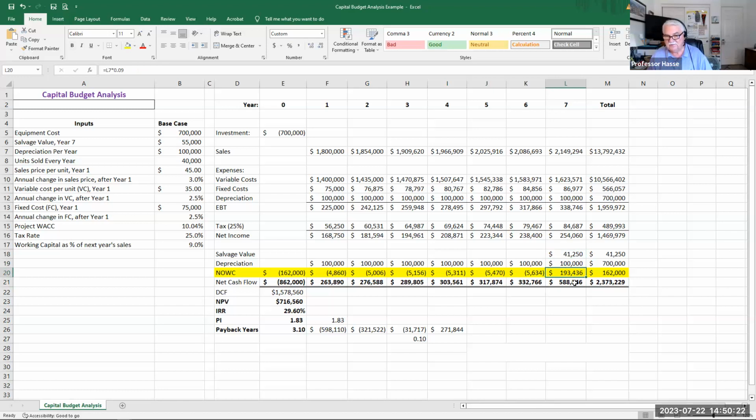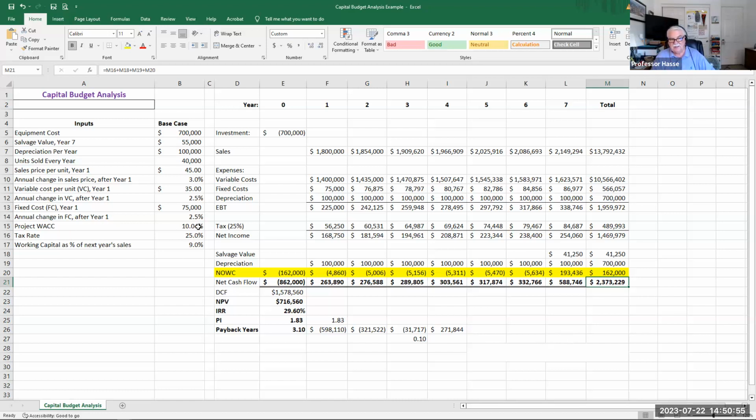So notice in year 7, $588,746 of net cash flow. So now this investment of $862,000 in cash is generating $2.373 million of cash flow, not net income, cash flow. And that's the numbers we now use to determine our return, like we did last week.